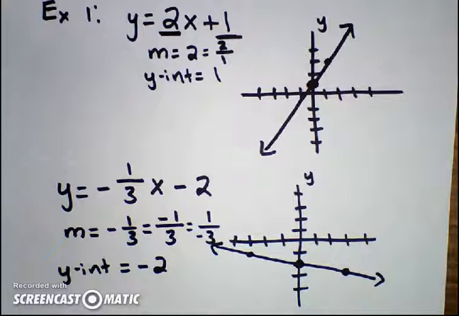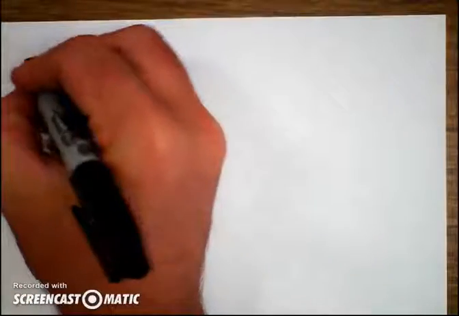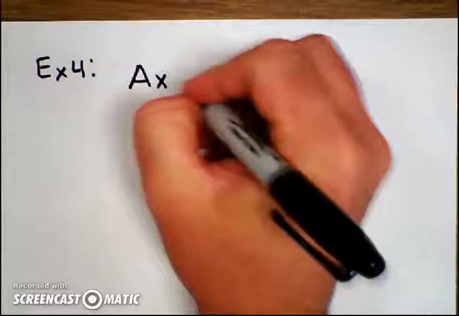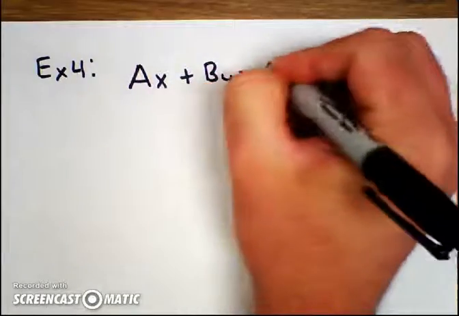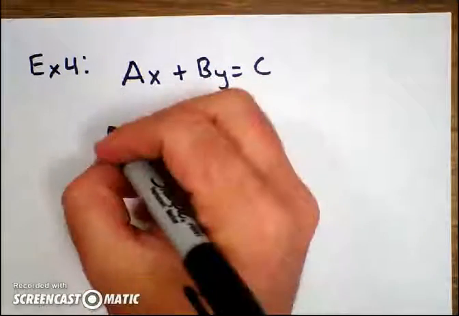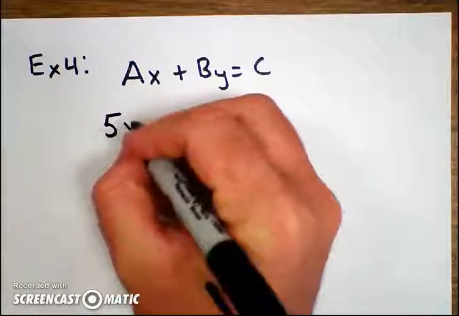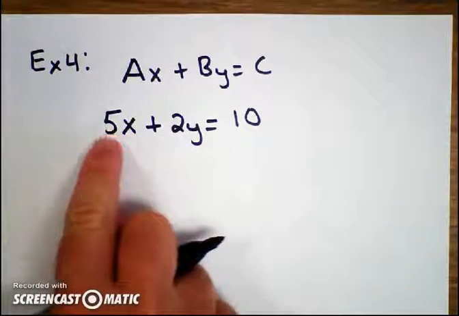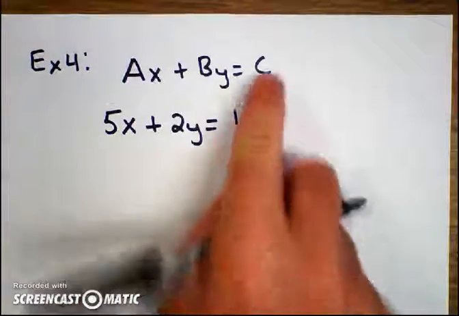Okay. So this is how you graph things if it's in slope-intercept form. Unfortunately, they're not always given to you like that. So example 4 in this section is given to you in what's called standard form. Standard form looks like this. It's ax plus by equals c. A, b, and c can be any number, doesn't really matter. So in this case, for example 4, they want us to graph 5x plus 2y equals 10. So my a in this case is 5, my b is 2, my c is 10.